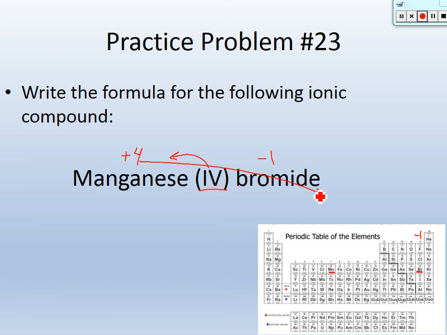Now we do the crisscross method. Okay, manganese is Mn. The 1 comes down. Do I ever bring the sign down, guys? Nope, just the number. So 1, I don't need to write it in chemistry, it's implied. Bromine is Br, and a 4 goes down by the bromine. I can't reduce it because a 1 is already as reduced as it can get, so that is my answer. Manganese 4 bromide is MnBr4.